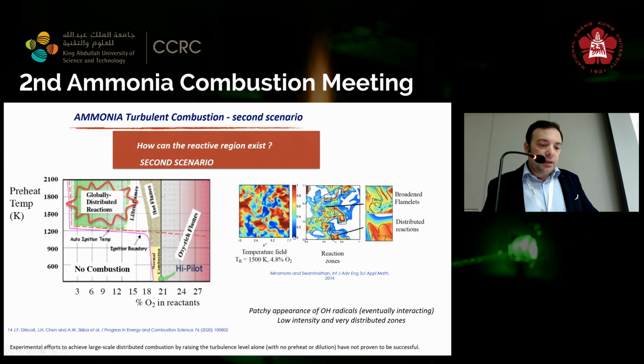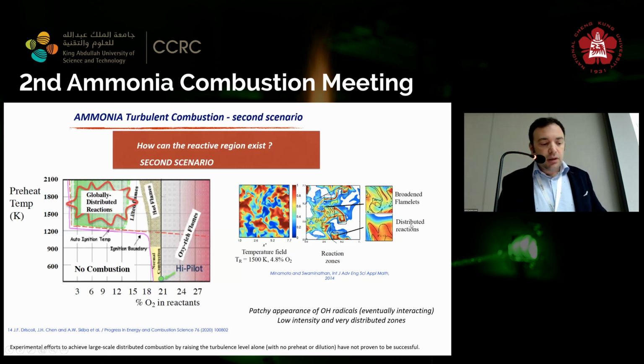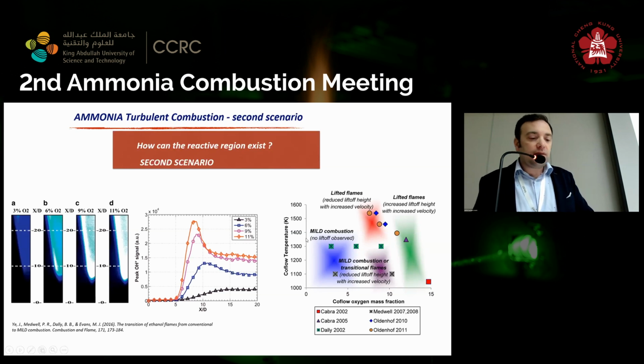where they recognize the appearance of these broadened and flameless regimes simultaneously with the distributed reaction zones, which I will call not globally distributed, but locally distributed ignition regimes. So we have these OH radicals that can interact, and they provide a low intensity and very distributed reaction zone. The same was done in the past by Bassam and Paul Wedden, passing from lifted flame up to MILD combustion by changing the co-flow temperature and oxygen mass fraction.